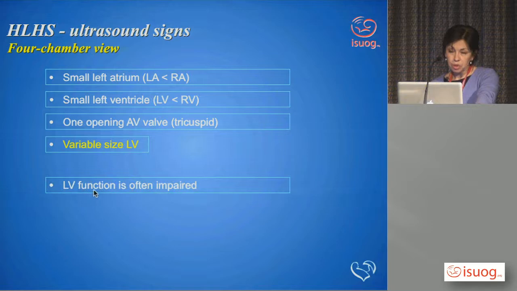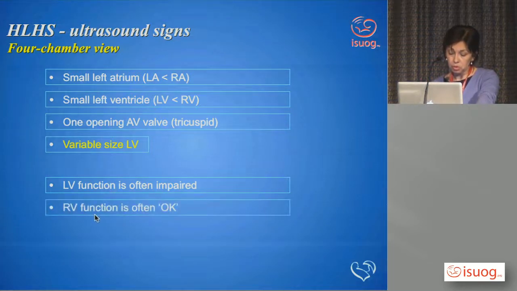Now, the left ventricular function is often impaired. With that degree of fibroelastosis, the ventricle is very hypertensive, there is impaired systolic function, and probably there is no diastolic function because there is no flow going into the ventricle. And the right ventricular function is usually okay.